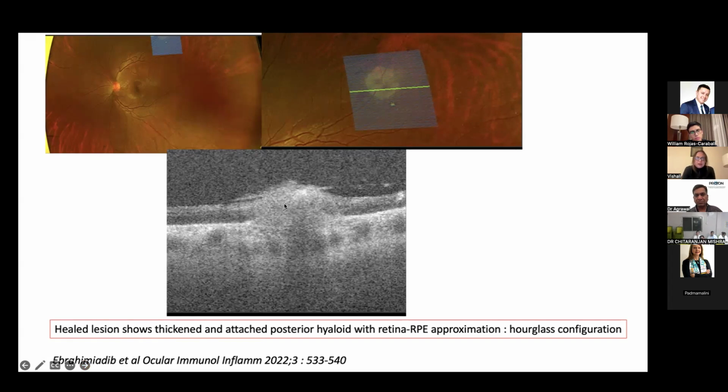So I'm showing you the image, which showed a healed lesion, thickened and attached posterior hyaloid with retina-RPE approximation, and this kind of gets an hourglass configuration. You can also see that fusiform thickening of choroid is no longer there. So it's a kind of a natural healing process. We did not do anything, we just observed.